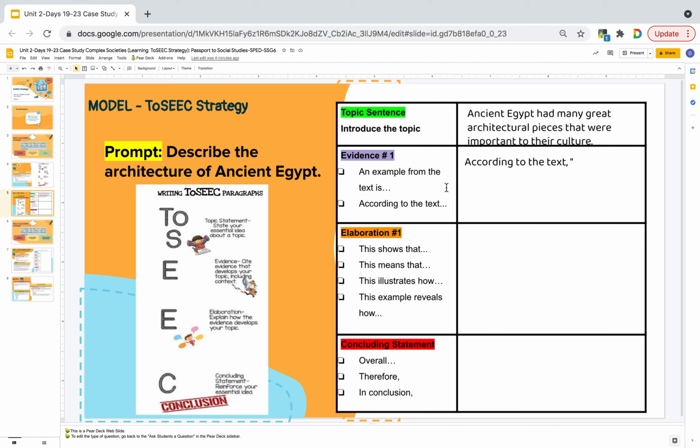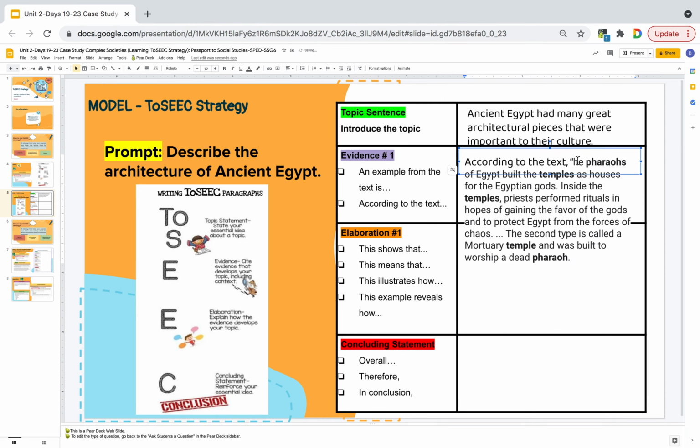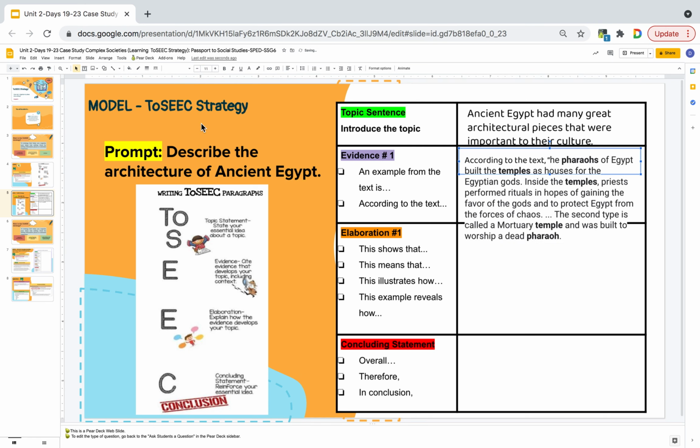The next thing you want to do is provide evidence from a source. You might see some sentence starters that you can use, and I'm going to take advantage of that and use one of those sentence starters in order to introduce my evidence, according to the text, and then I'm going to plug in my evidence.